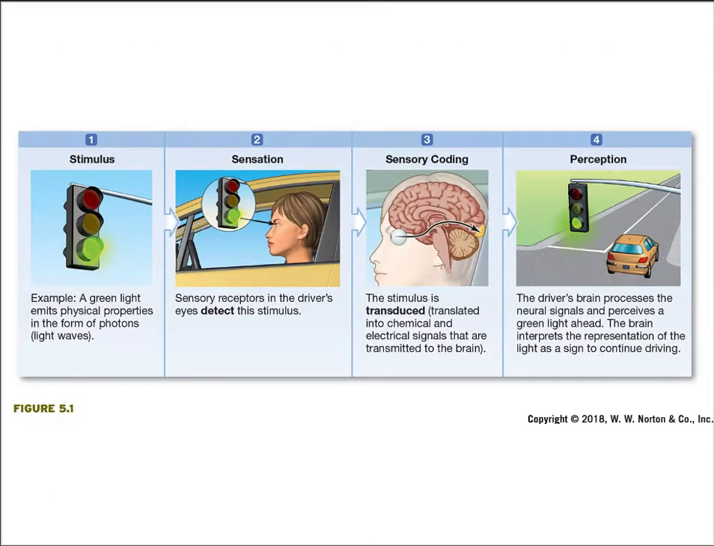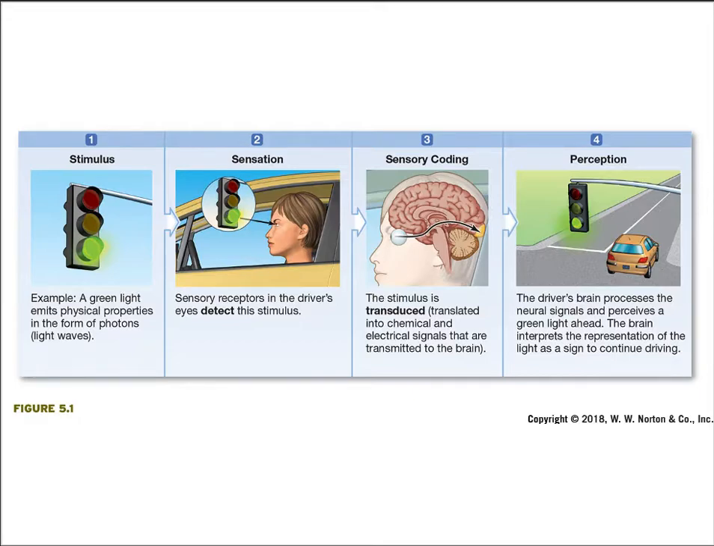Here's a handy graphic from the book that lays it out. There's a stimulus. The example is a green light emits physical properties in the form of photons, light waves. The next step is sensation. You sense that this light has happened. Sensory receptors in the driver's eyes detect the stimulus.